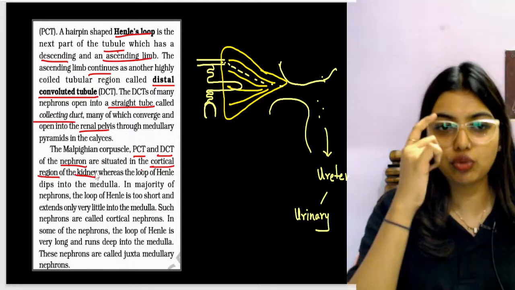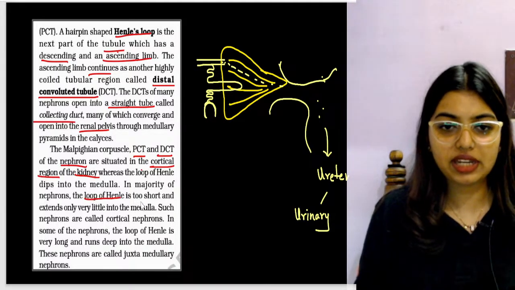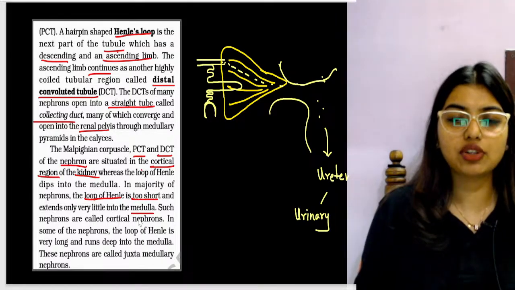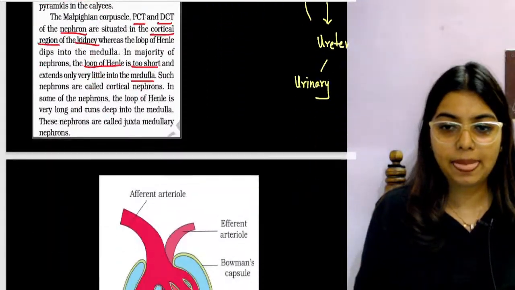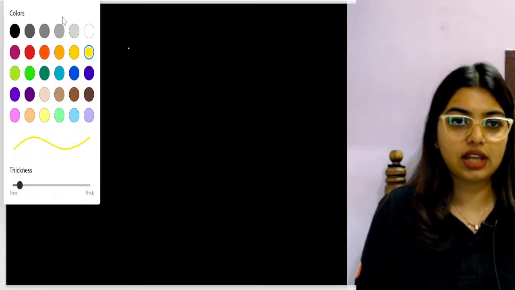Okay, chalo. Now the Malpighian corpuscles, PCT and DCT of nephrons are situated in the cortical region of the kidney, whereas the loop of Henle dips into the medulla. In the majority of the nephrons, the loop of Henle is too short and extends only very little into the medulla. Such nephrons are called cortical nephrons. So students, there are two types of nephrons. That is, depending on the basis of what they'll ask you question, no?